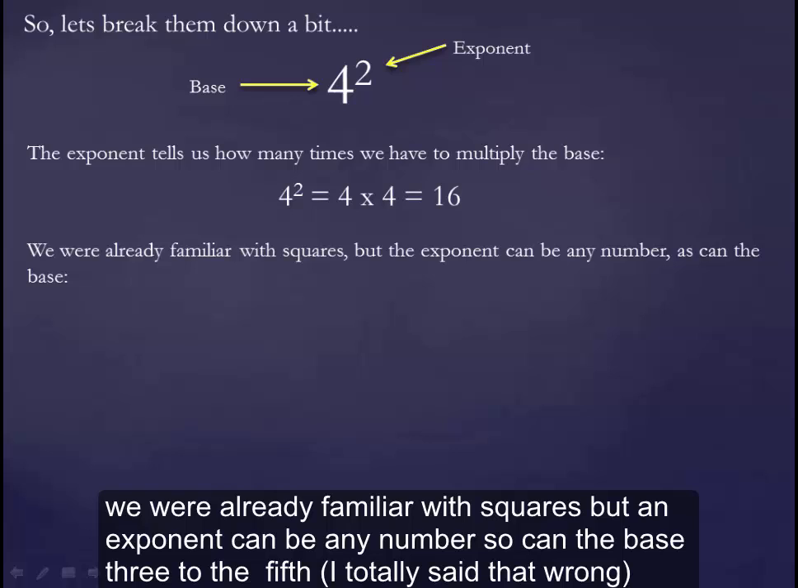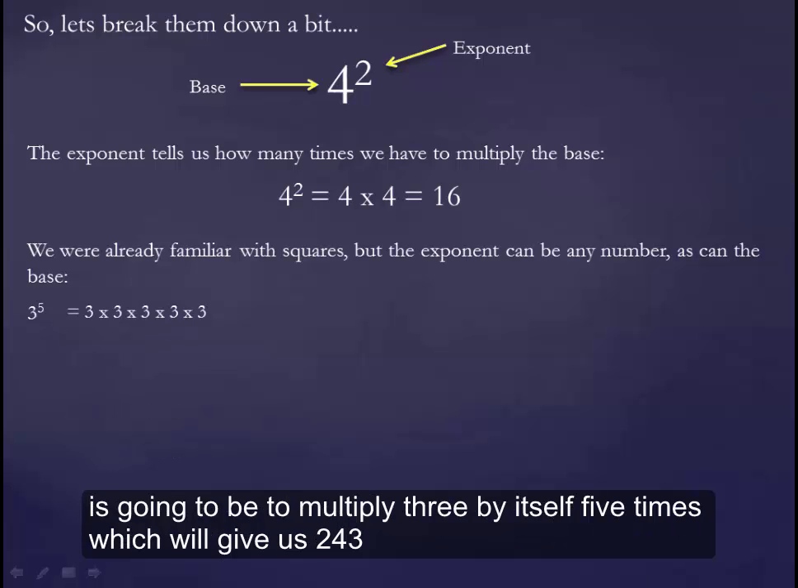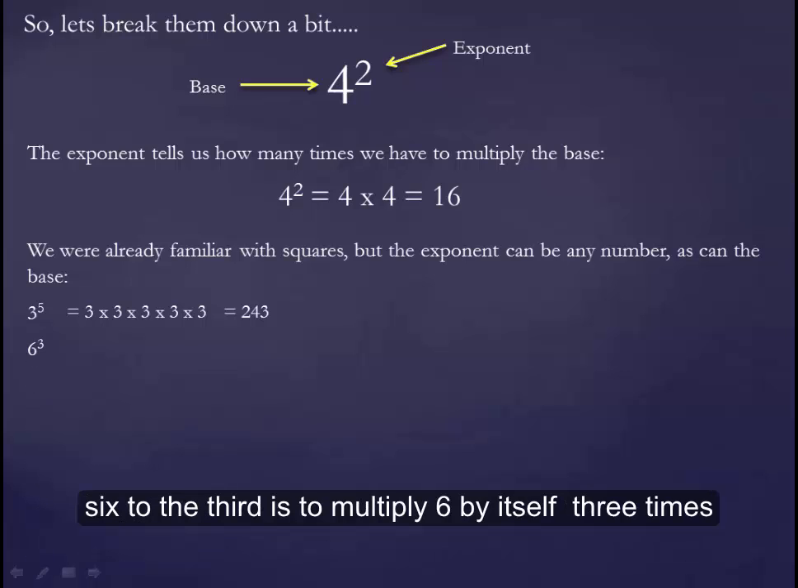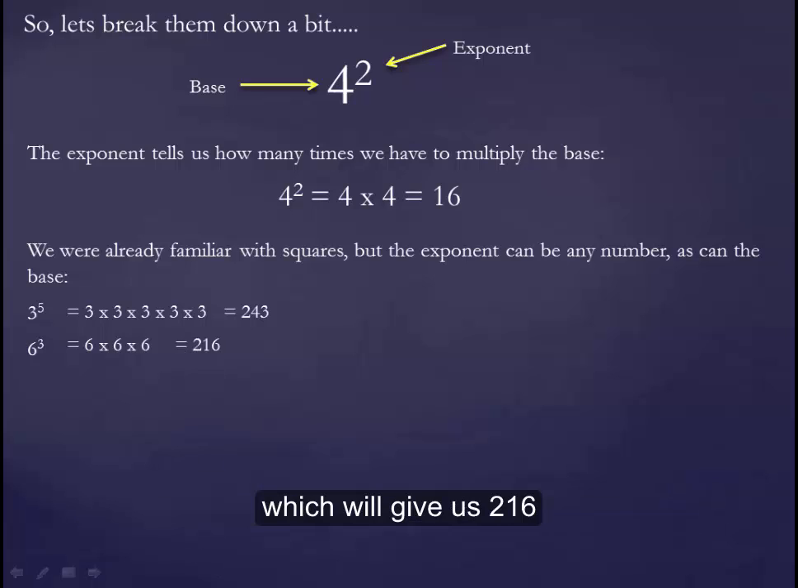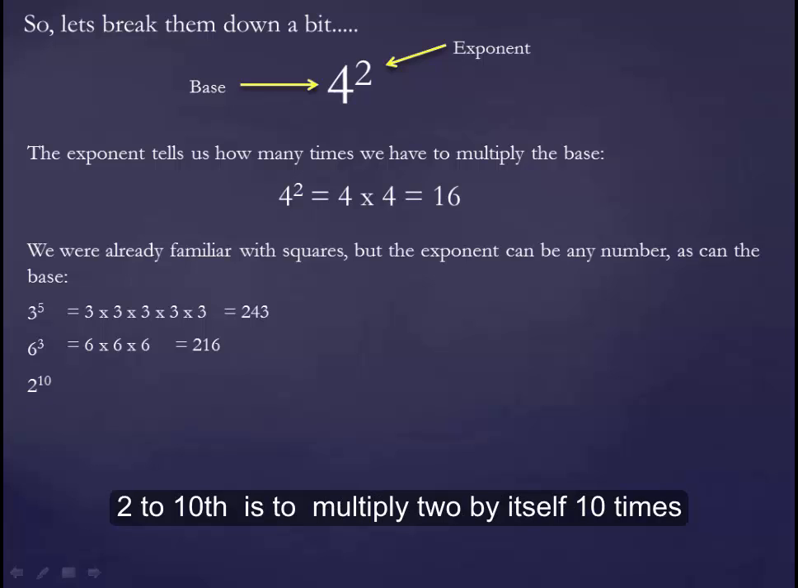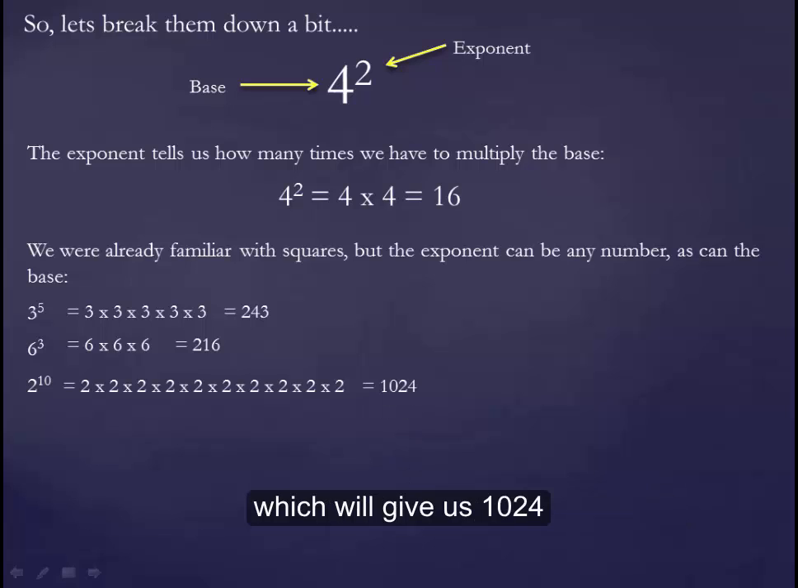We were already familiar with squares, but an exponent can be any number, so can the base. 3 to the 5th is to multiply 3 by itself 5 times, which will give us 243. 6 to the third is to multiply 6 by itself 3 times, which will give us 216. 2 to the 10th is to multiply 2 by itself 10 times, which would give us 1024.